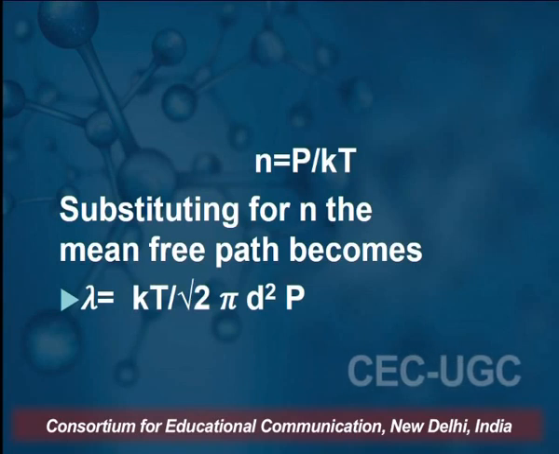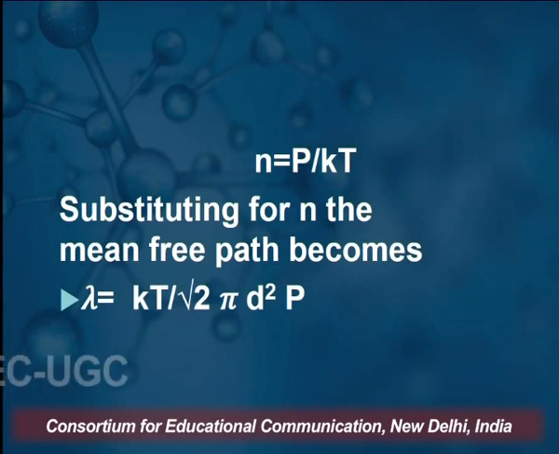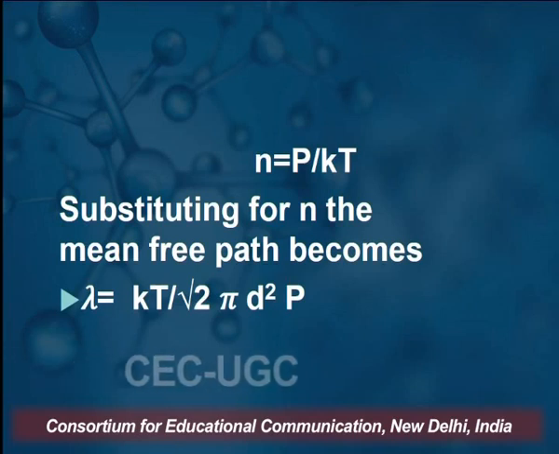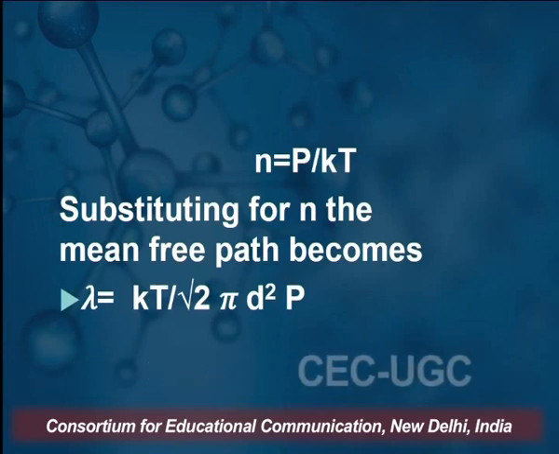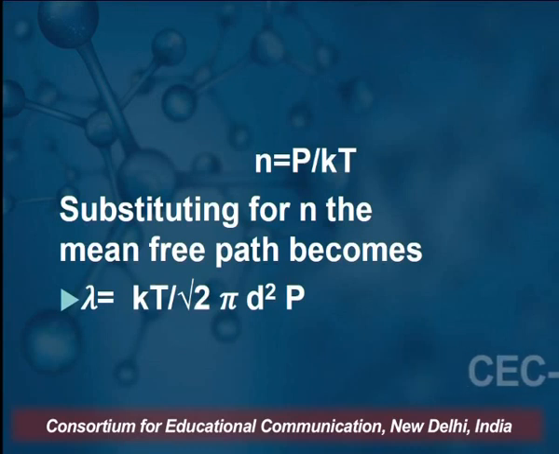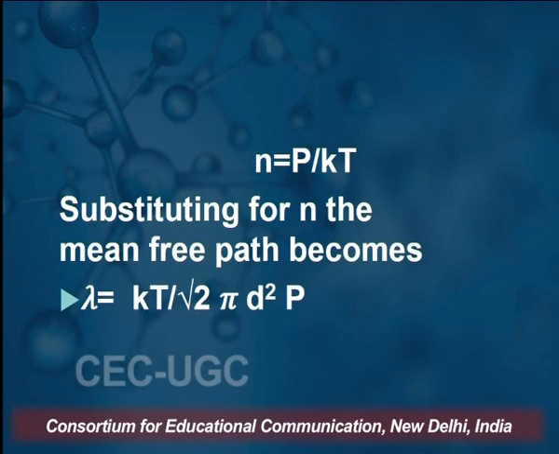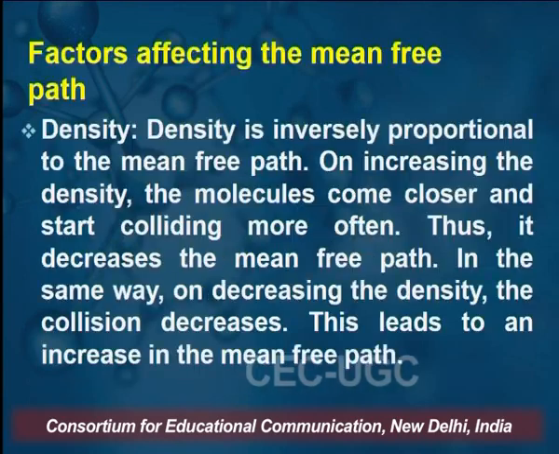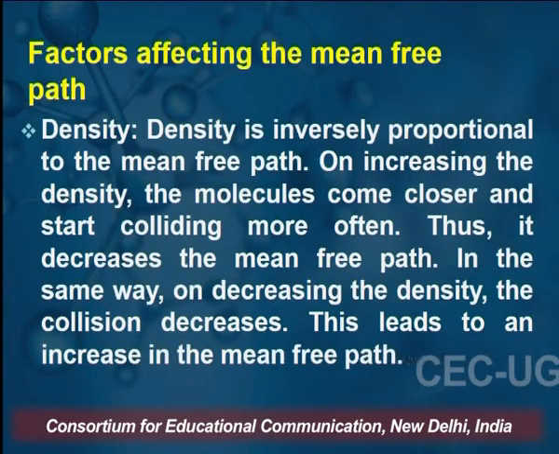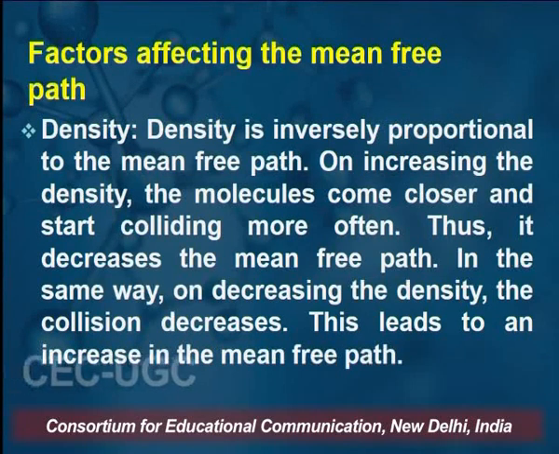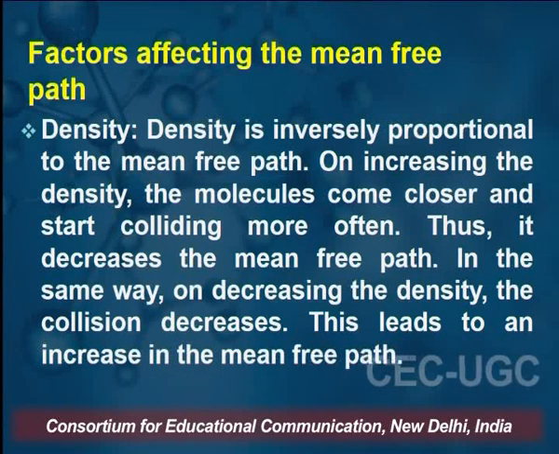If we substitute the value of n in the expression for mean free path, then the expression for mean free path becomes lambda is equal to kT by root 2 pi d square P. So this expression enables us to find out the factors which affect the mean free path. Let us discuss each factor in detail.